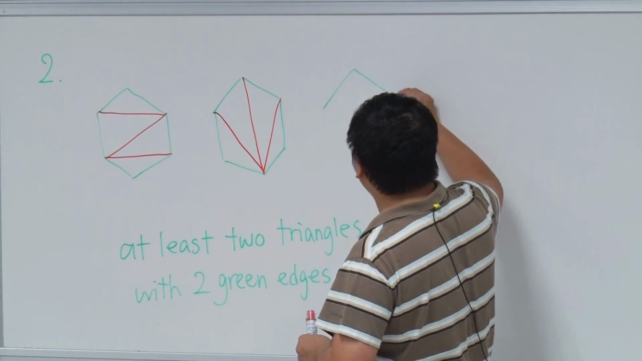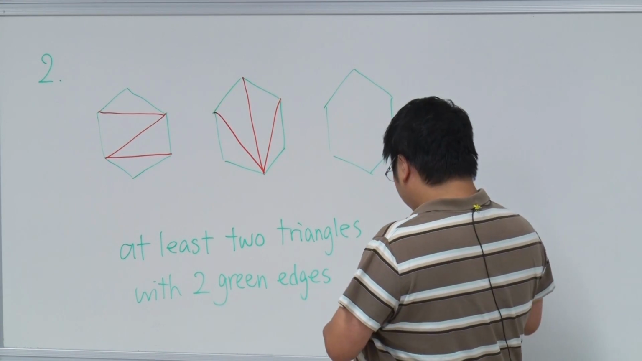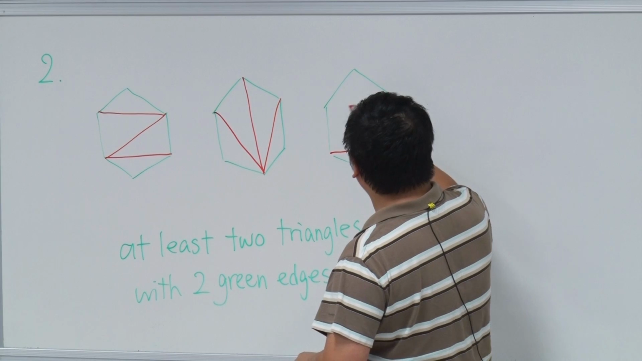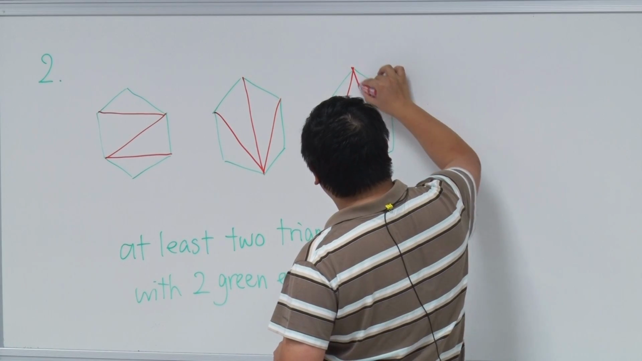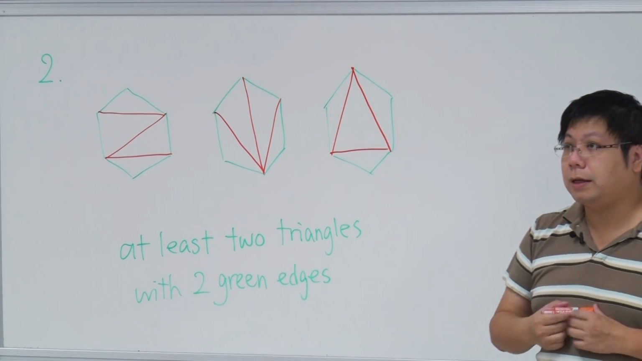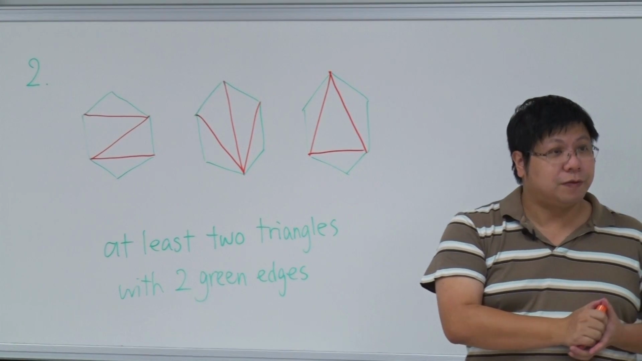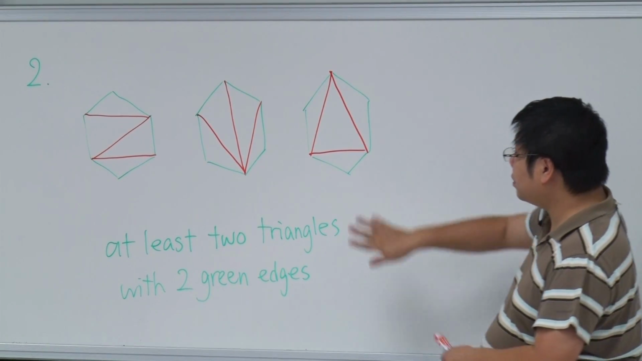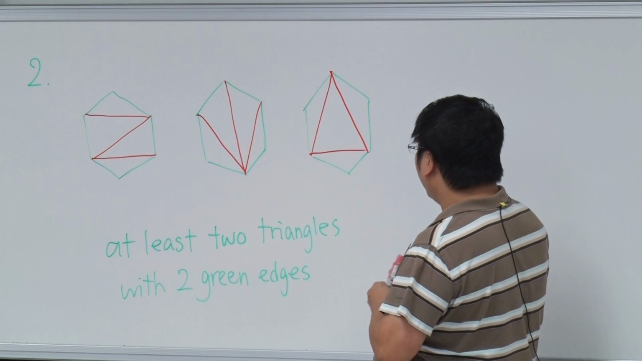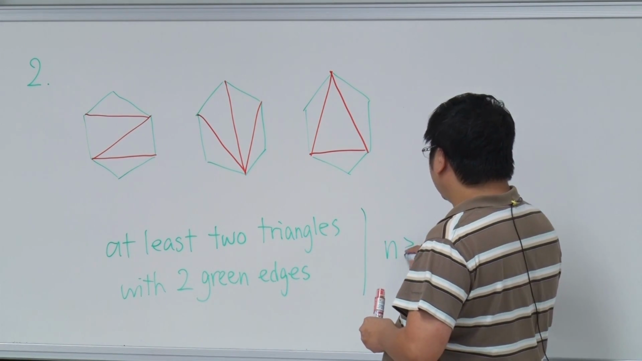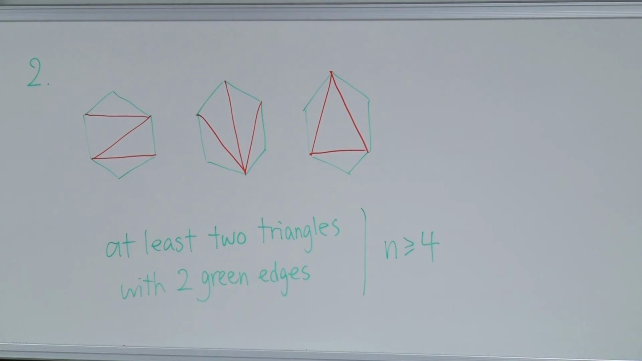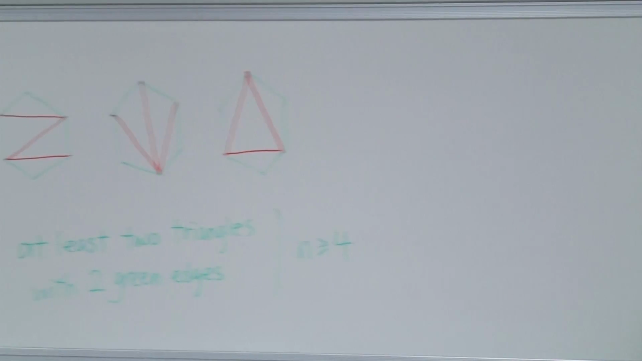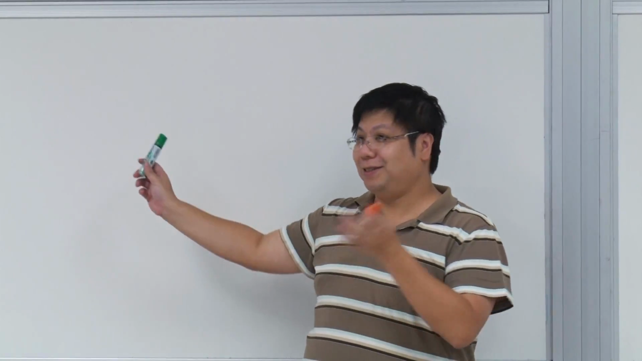For instance, let's say this is another triangulation, and in this triangulation we have three triangles with two green edges. So we want to show that this is true whenever the polygon that we look at has at least four sides. And a hint: this one is easy to prove by induction. Simon, for this one we are going to use induction, right? Yes, should be easy.